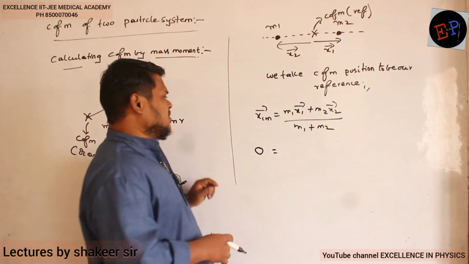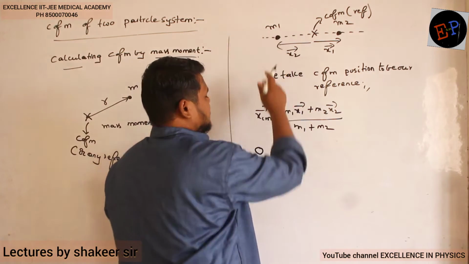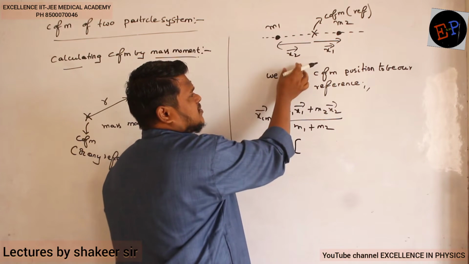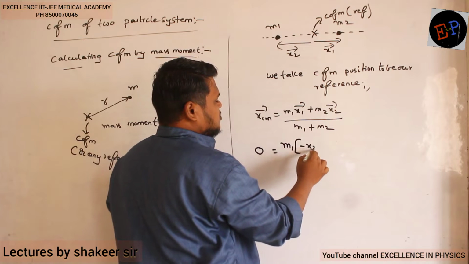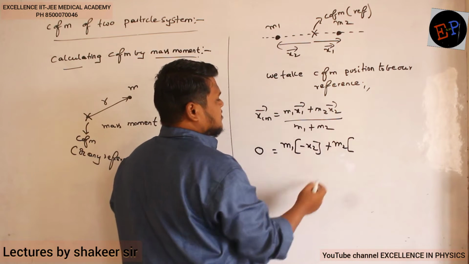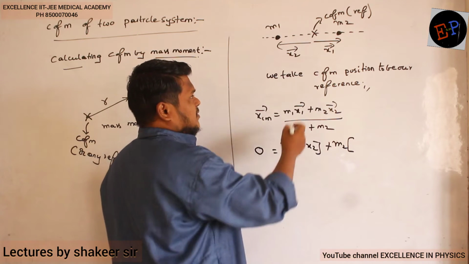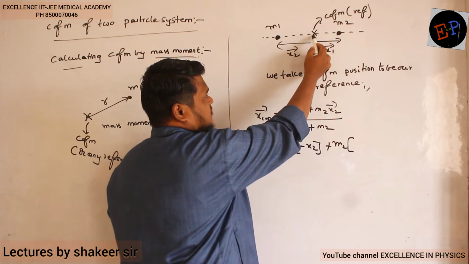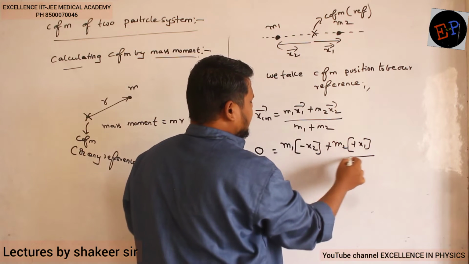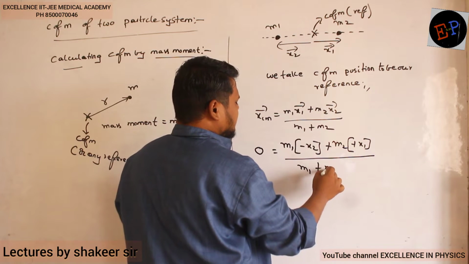Understood, no? Okay. Mass of the first body, this is the first body, m1. What is this distance from the center of mass? x2 dash, so minus x2. Mass of the second body, m2. What is its distance from the center of mass? Plus x1, divided by the total mass m1 plus m2.